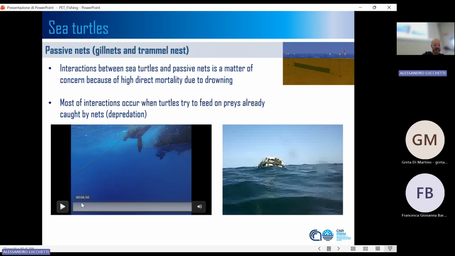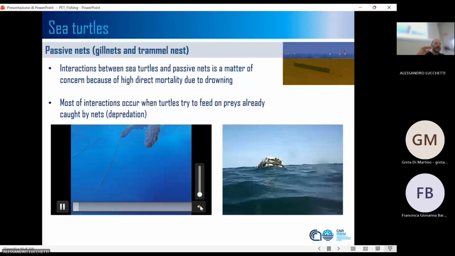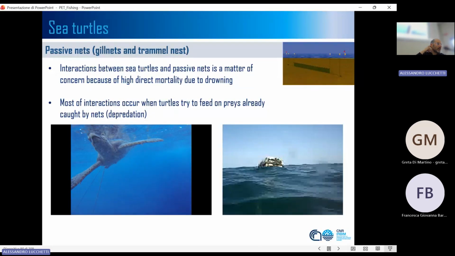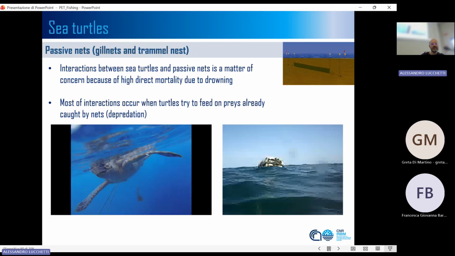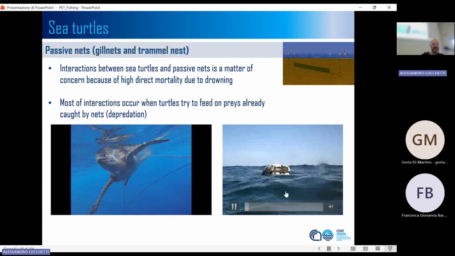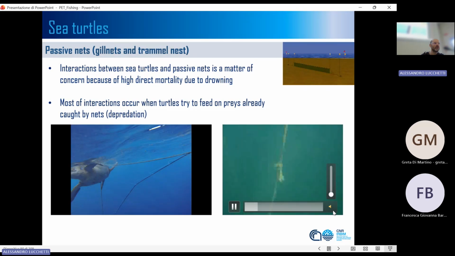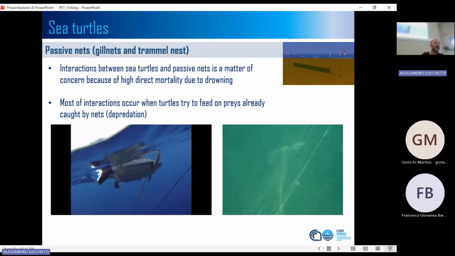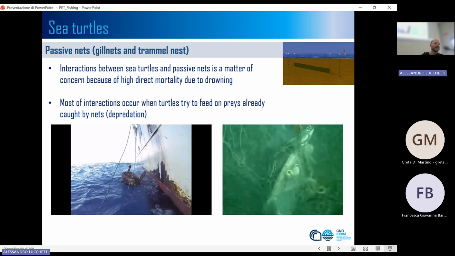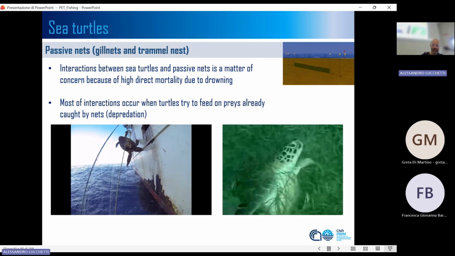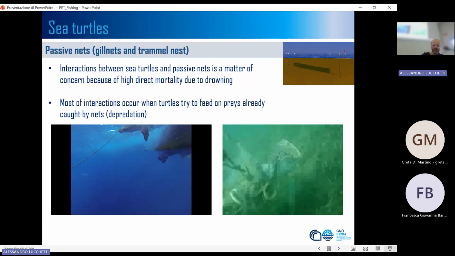For the passive nets, this is what happened. They find the passive net on the bottom, and obviously they can get caught in the net. In this case, the direct mortality is quite high because if you imagine that the net is left on the bottom for 12 hours, if the turtle is caught at the beginning of the set, the turtle cannot stay 12 hours without breathing. And therefore, the direct mortality is quite high.